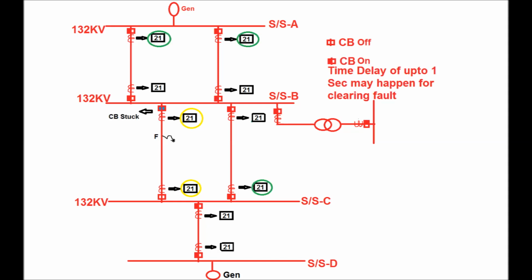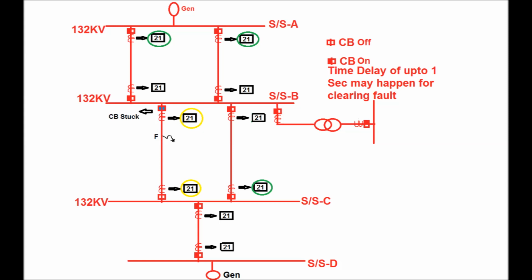Due to breaker pole stuck at the substation B end, the fault current still persists from the substation A end, from both the feeders from substation A to B and to the fault point. Again, the fault current will flow from substation C to B via the other feeder to the fault point.